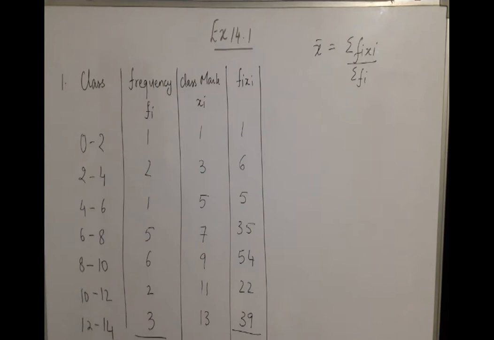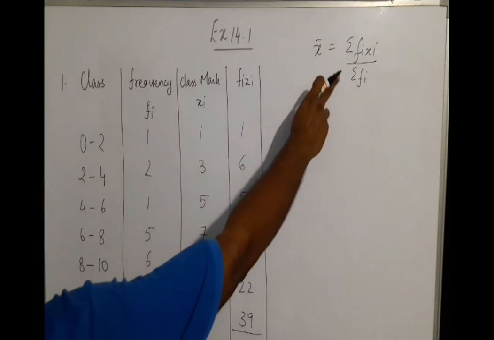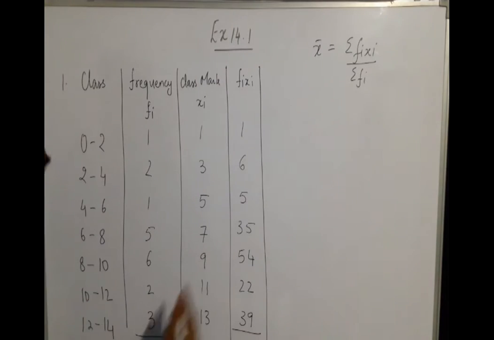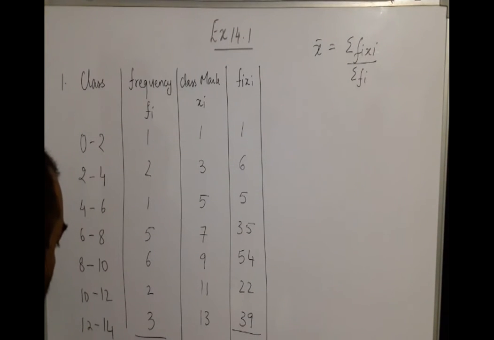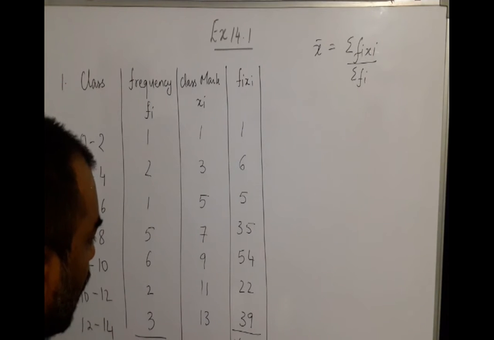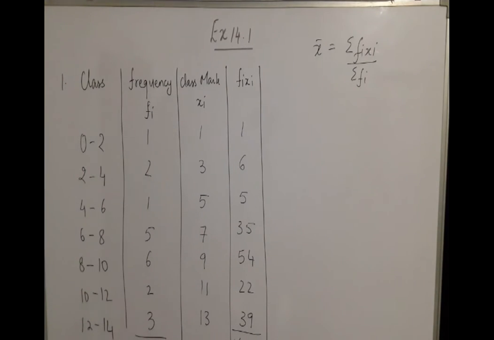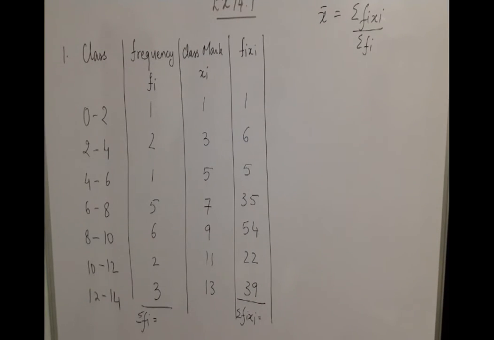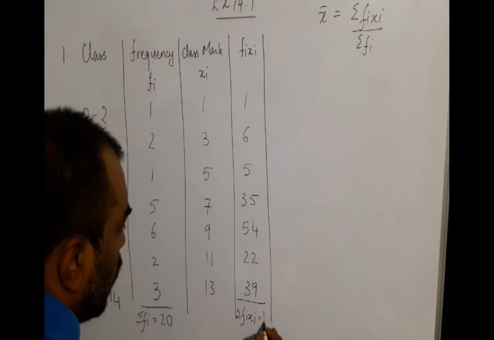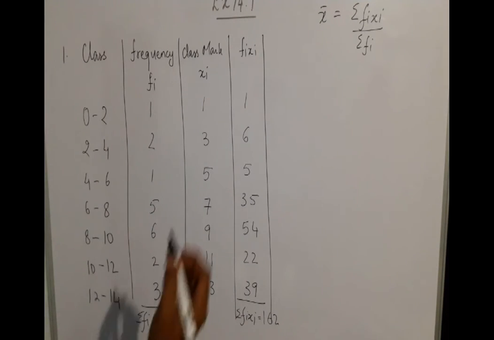Okay, now I want you to add these two things because we need, what do we need in the formula? Sigma fi xi and sigma fi. So you have to find out the sigma fi and the sigma fi xi. So kindly do this. So what is your sigma fi? On adding all this, we are getting 20. Yes. Now add up the column of sigma fi xi. What is the sigma fi xi you get? On adding, we get 162. So now proceed with the sum.